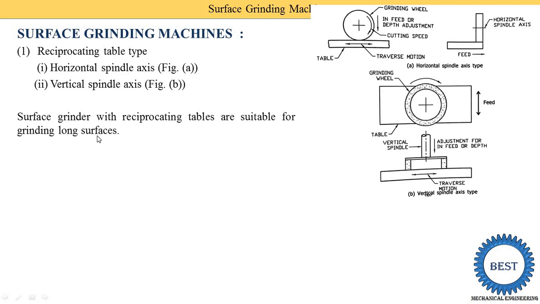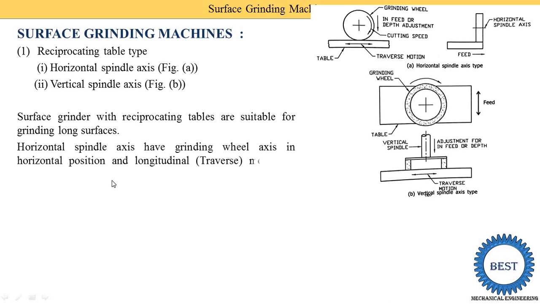Surface grinders with reciprocating tables are suitable for grinding a long surface, meaning the workpiece has a long length. At that time we use the reciprocating table type. The horizontal spindle axis has the grinding wheel axis in a horizontal position. Here you see this grinding wheel is mounted on the horizontal spindle. In the center there is a shaft, on which the grinding wheel is mounted, and the longitudinal, meaning transverse, motion is given to the table.